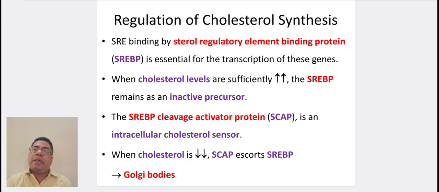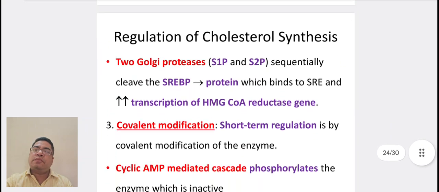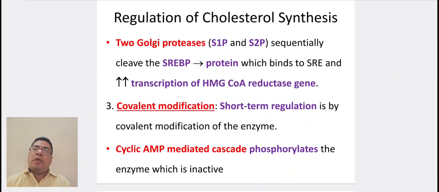The SREBP cleavage activator protein, that is SCAP, is an intracellular cholesterol sensor. When cholesterol is decreased, SCAP escorts SREBP to the Golgi bodies. Here, two Golgi proteases S1P and S2P sequentially cleave the SREBP protein, which binds the SRE and increases the transcription of HMG-CoA reductase gene.